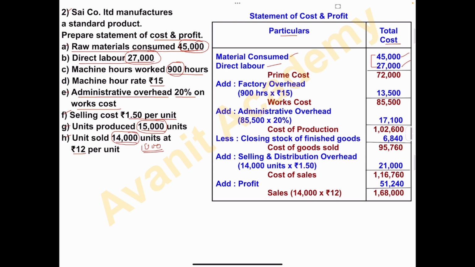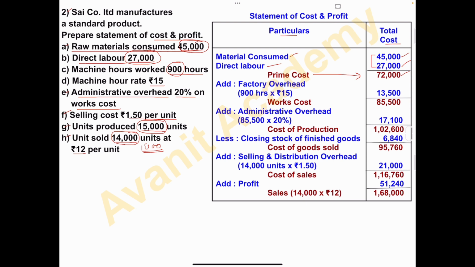Add these two amounts. 45,000 plus 27,000 and the total is 72,000. So the total of raw material consumed plus direct expenses, direct wages or direct material is called prime cost. So in this problem we have material consumed and direct labor, and the total of these two items is called prime cost, that is 72,000.